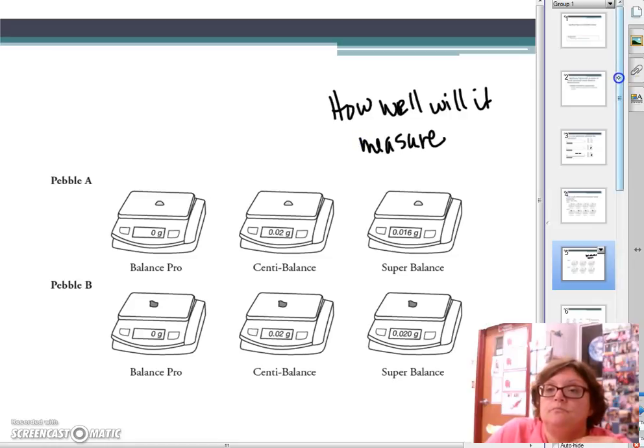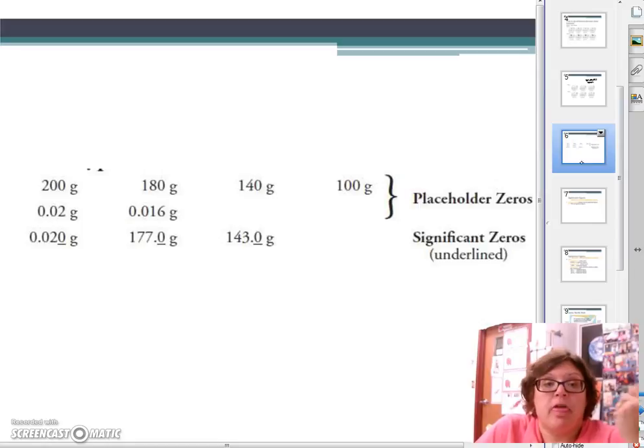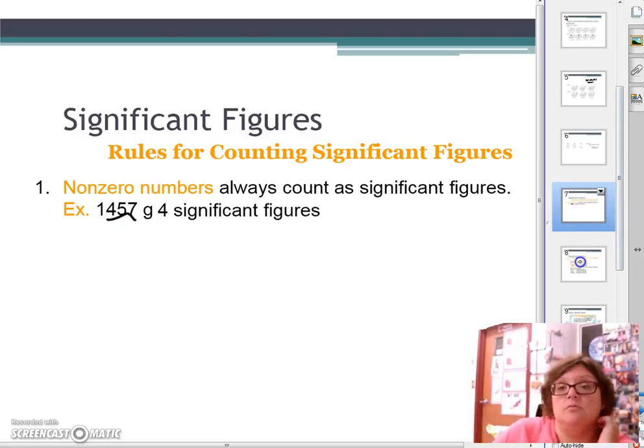All right. Because that's what we're going to be using. Now, I'm going to skip that slide and come back to it. First rule when we talk about significant figures in our problems: non-zero numbers always count as significant figures. So in 1457, we have 4 significant figures. But this is not always the case for zeros.